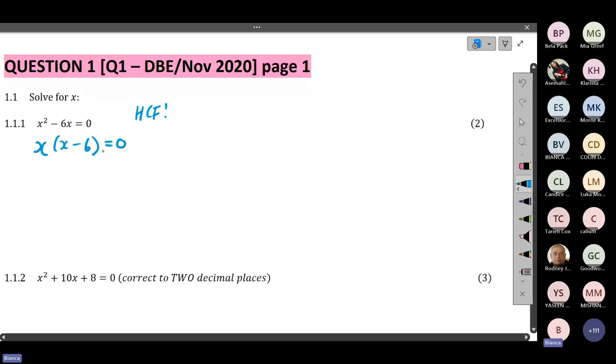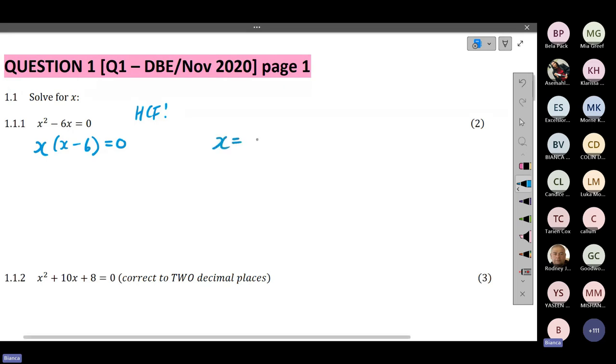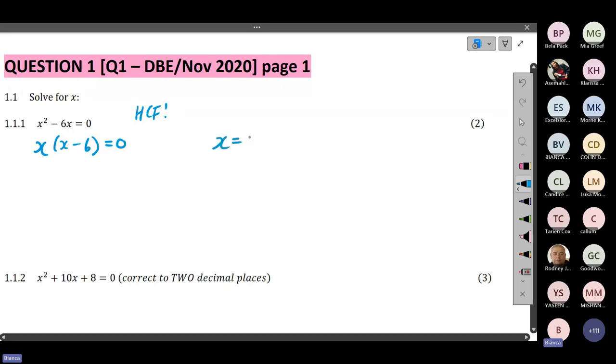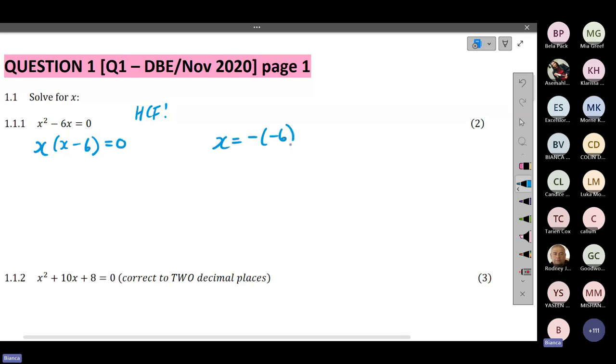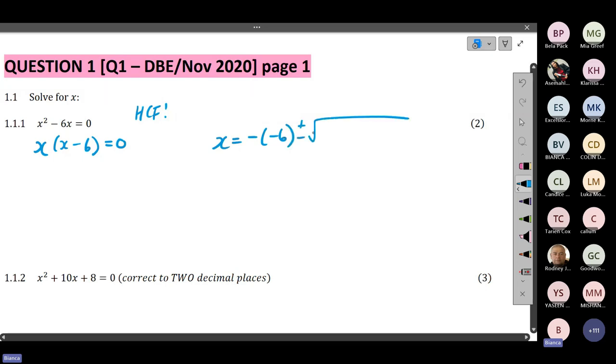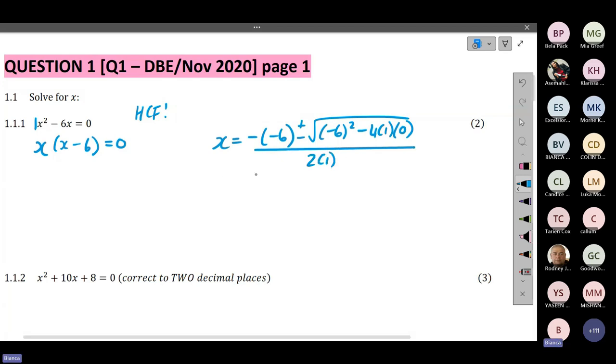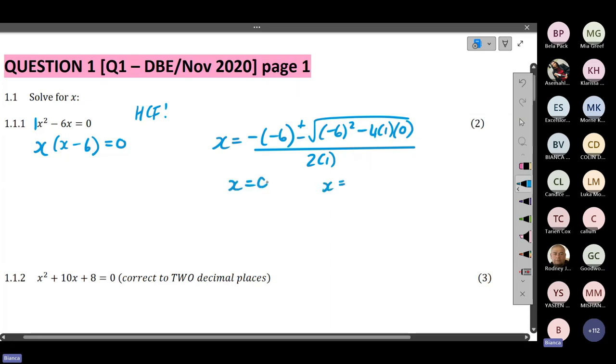Like I said before, if you're struggling with factorizing, you use the quadratic formula. So you would say x equals minus b. B is the negative 6, but there's an extra minus there, so be careful. Plus minus b squared, use the brackets, minus 4a, a is the 1. And c is 0, because you can see there's no constant under there, over 2a, a's value is 1, and then you type it into your calculator and you get your two solutions. Your solutions are going to be 0 and 6.